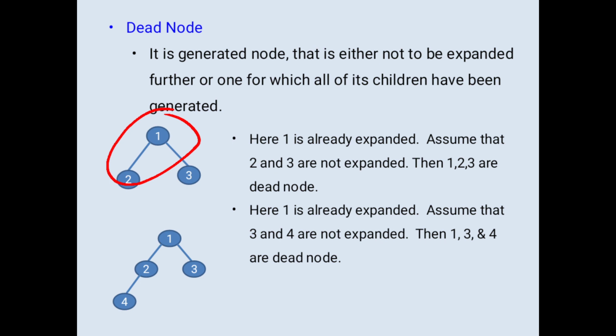Then the next diagram: 1 is expanded to 2 and 3, and 2 is again expanded to 4. So here 1, 3 and 4 are dead nodes because they cannot be expanded. So if any node cannot be expanded, that node is called a dead node. So these are the four types of nodes used in the branch and bound method.